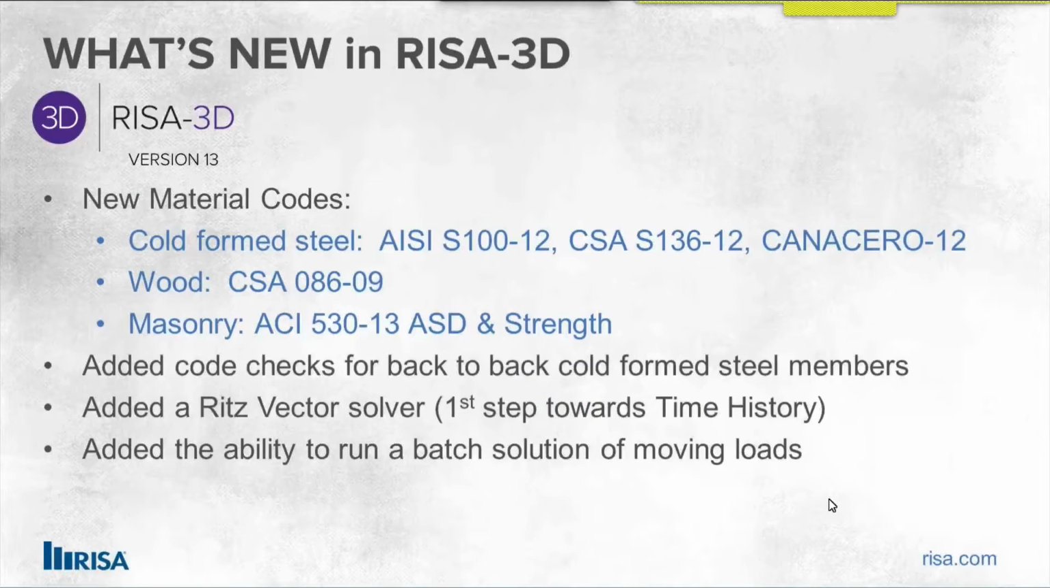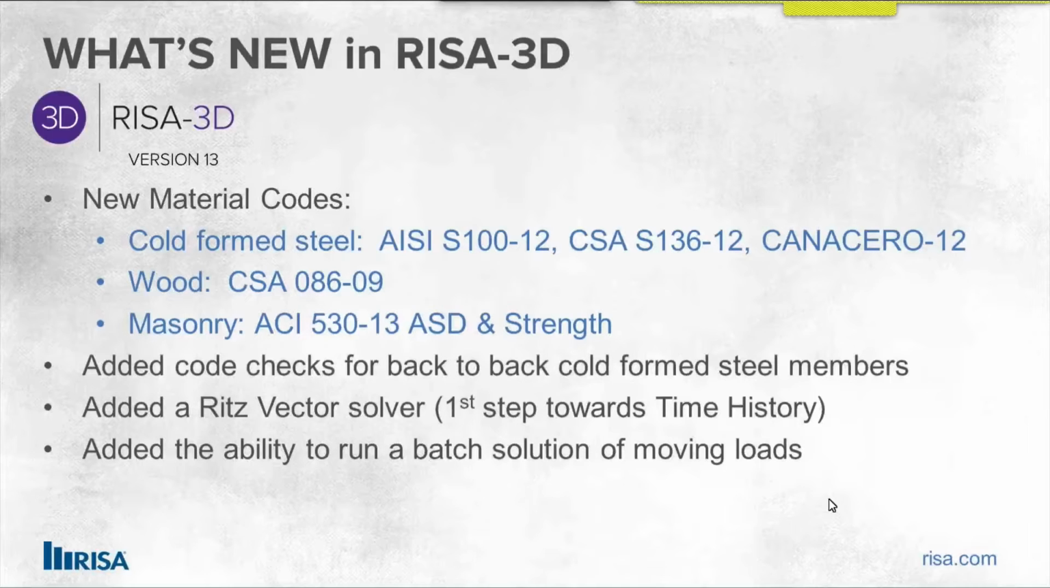So the first program we're going to talk about today is what's new in RISA-3D version 13. We had a lot of exciting new additions. As many of you know, we have some new design codes both in the US and Canada. We try to stay up to date on all of those. For our cold form steel codes, we have added the updated AISI 2012 code, as well as the Canadian 2012 code and the CONOCER, which is the Mexican 2012 code.